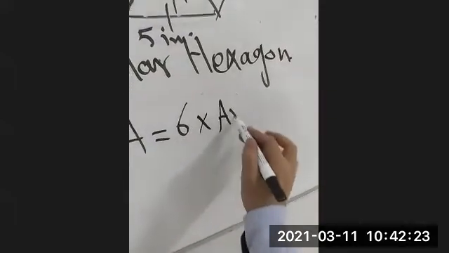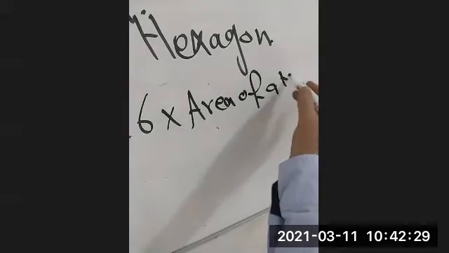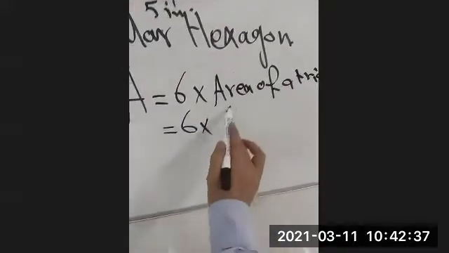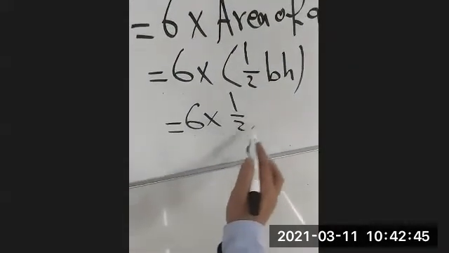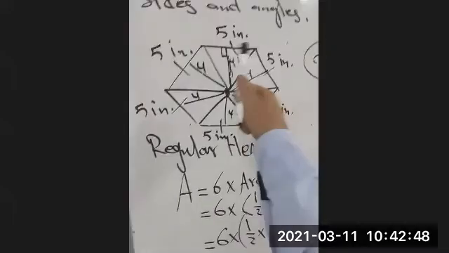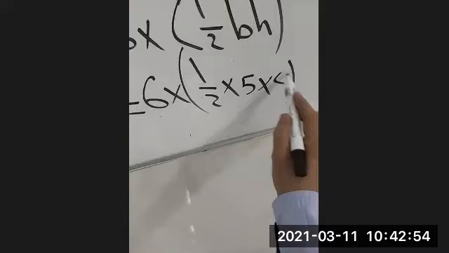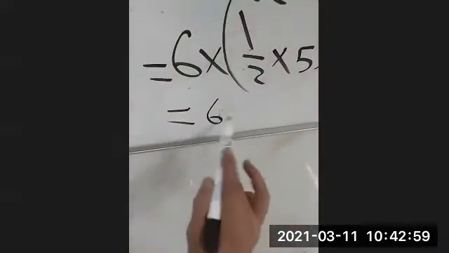Multiply by the area of one triangle, which is equal to 6 multiplied by... We know the area of the triangle is half base times height, which equals 6 multiplied by half, the base 5, the height given 4. Now multiply. Half of 4 is 2, times 5 is 10, times 6 is 60. 60 what? Inches squared.